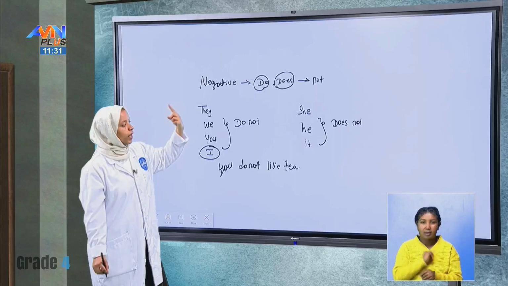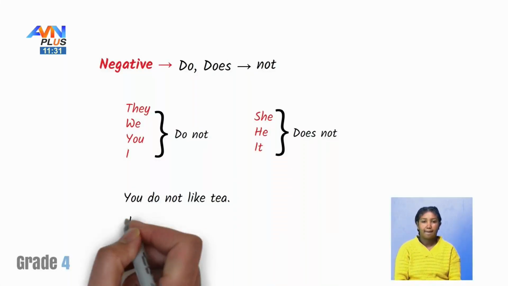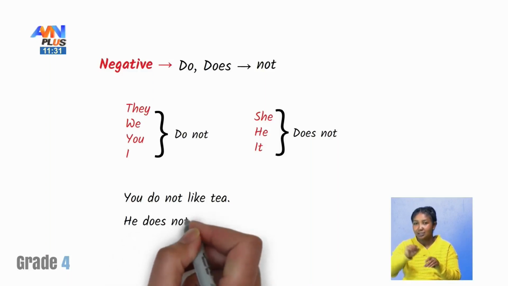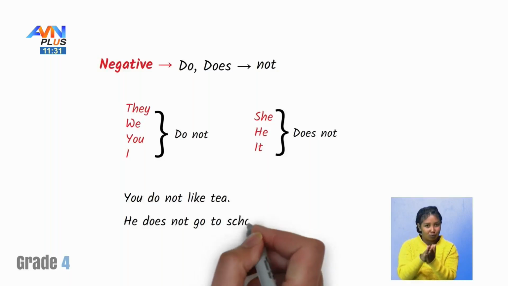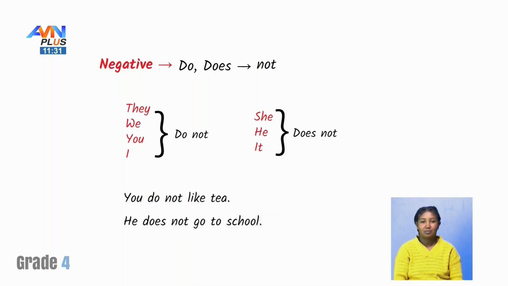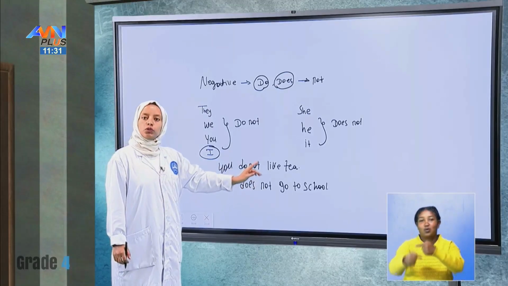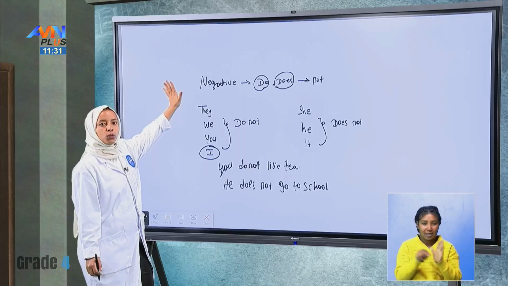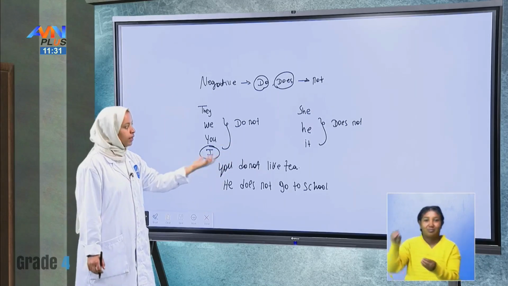And then next we can take from he. What can we say? Does not go to school. This is the negative form. He does not go to school. This is the negative rule that follows: not after do or does. This is the negative form.